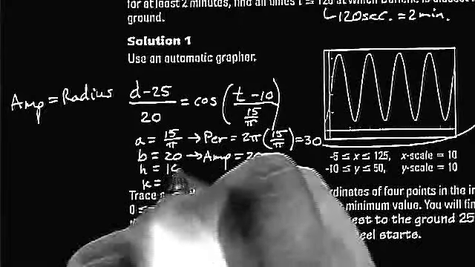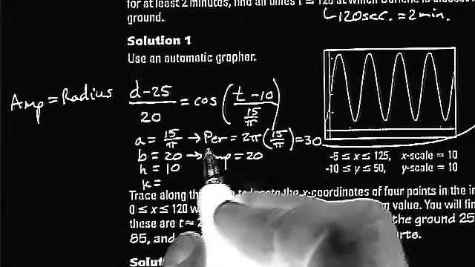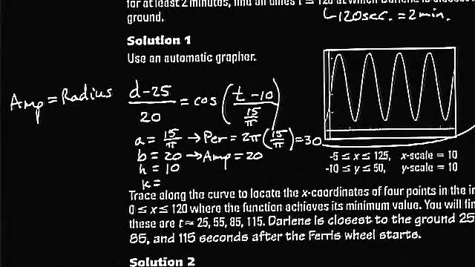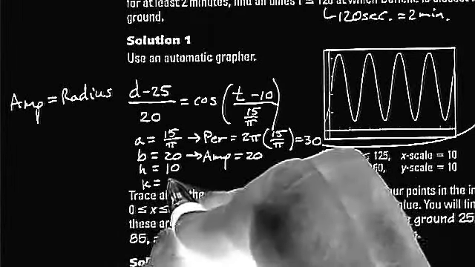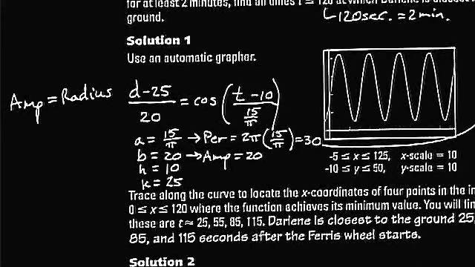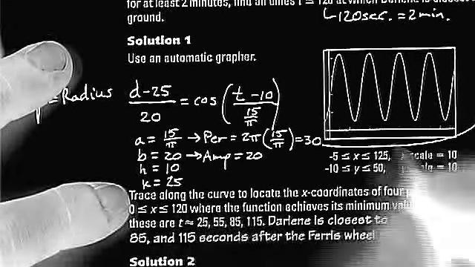H, that's 10. That has everything to do with how long it took for her to get to the top. And K, that is 25. That's the center of the wave, which also happens to be the height of the center of the wheel. So those two things match.